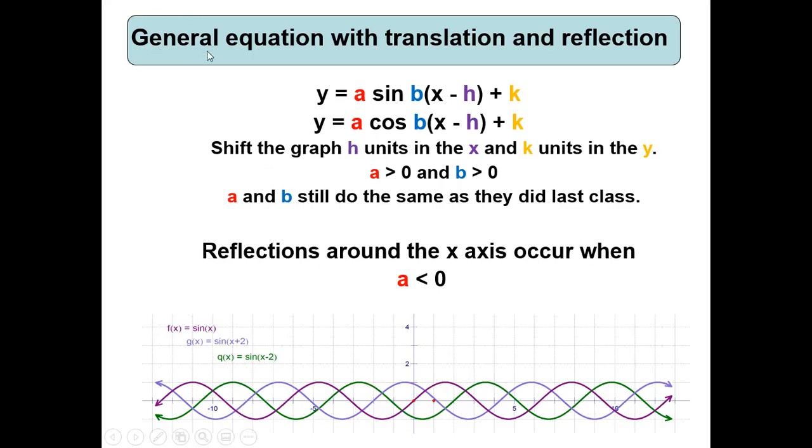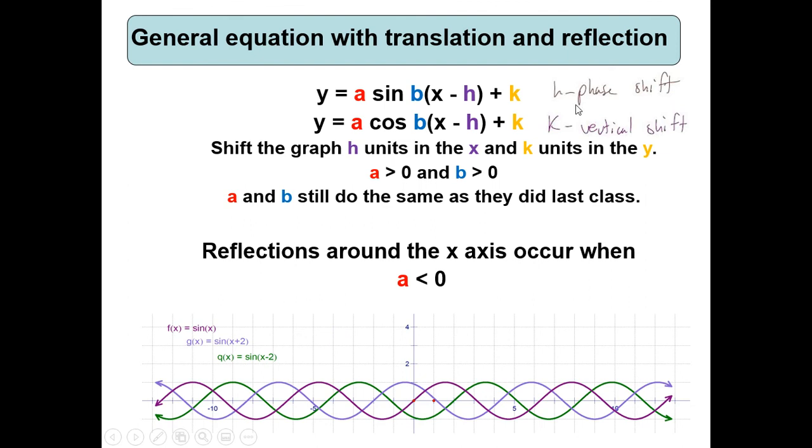All right, general equation with translation and reflection. Remember, we had the shift in the horizontal was h, and the shift in the vertical was k. Stretching and squeezing with a and b. So you might have to go back and review your notes on that. We did a whole packet on that back in this chapter, so you might need to go back and look at that packet of graphs that we did.